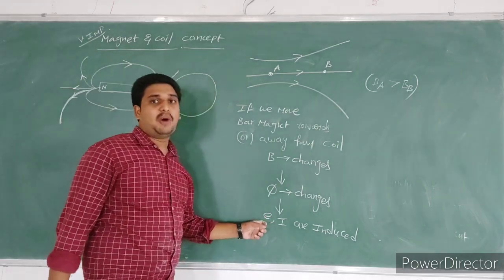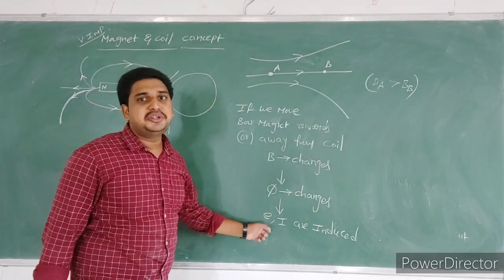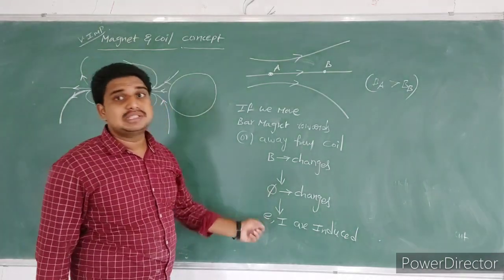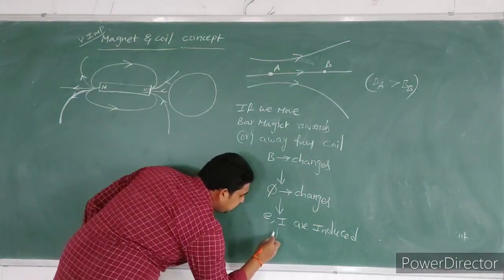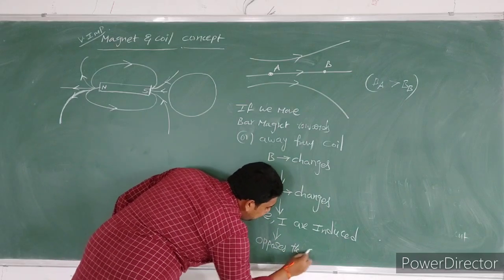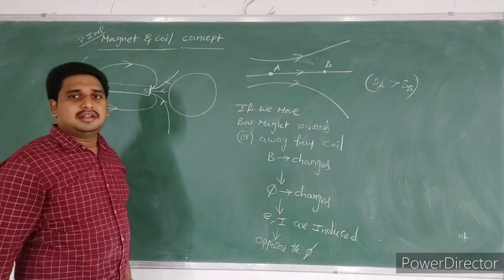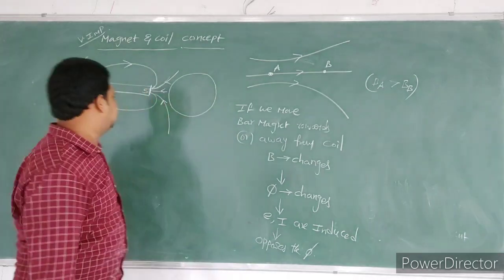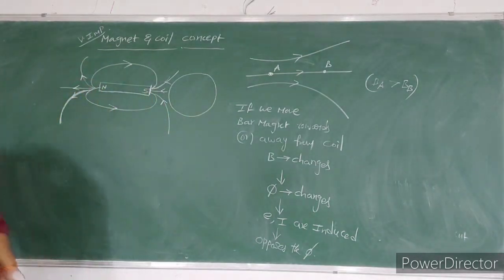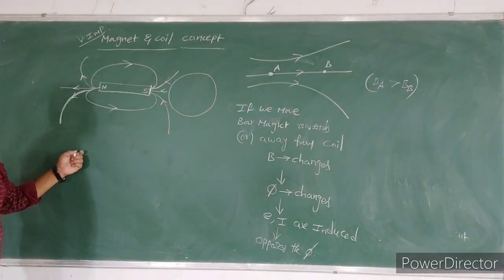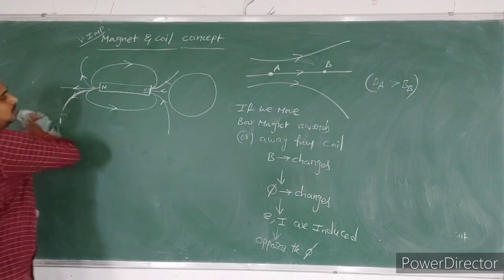This induced current, according to Lenz's law, opposes the flux. This induced current opposes the flux phi. So again, this induced current opposes the flux phi. So that's it. So please note this down. Completed? Right.